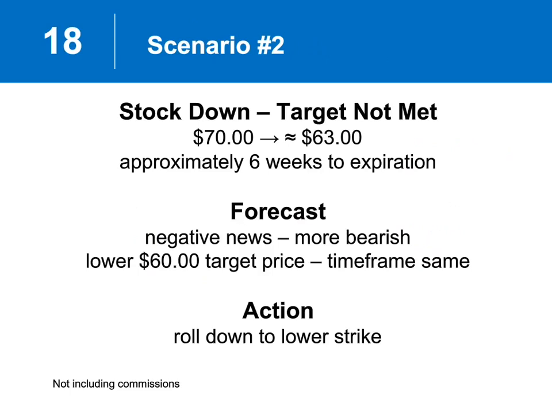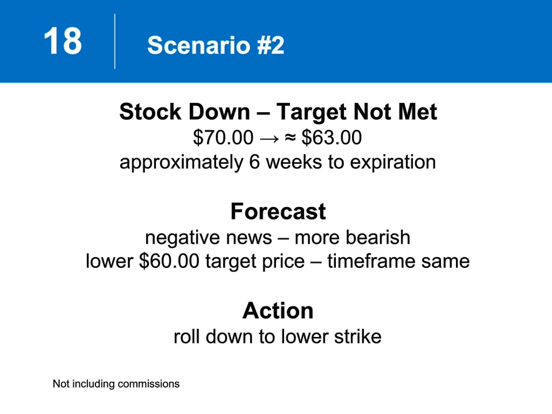Stock down, target not met. Again, forecast has been darn good. Stock's dropped from 70 to 63. We've got a significant amount of time left, 6 weeks to expiration. But again, one of the great things about trading the markets is it's so dynamic. We get news all the time. Option prices fluctuate, implied volatilities fluctuate all the time.